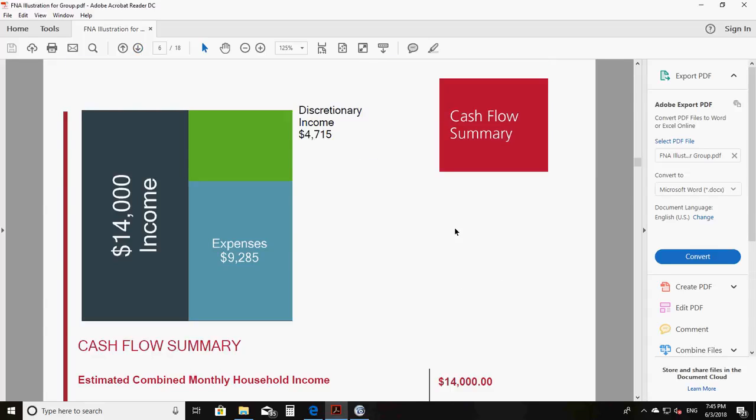Cash flow summary. So we're going to break these building blocks down. There was $14,000 in monthly earned income for the household. There was expenses of almost $9,300. That's going to yield one of two results. Either a green box like this that will show you discretionary income. That's a leading indicator that, yes, there is money to put to work here to work on those goals and dreams. The other result would be a red box, negative discretionary cash flow, negative income.